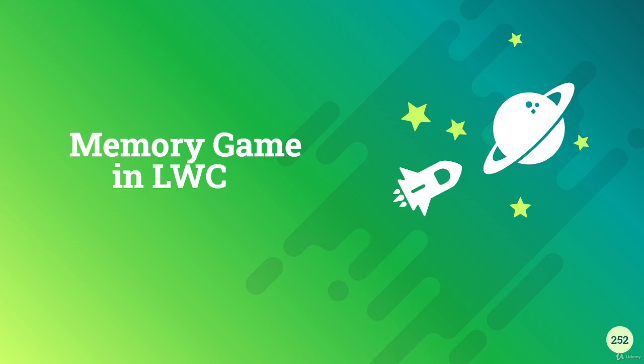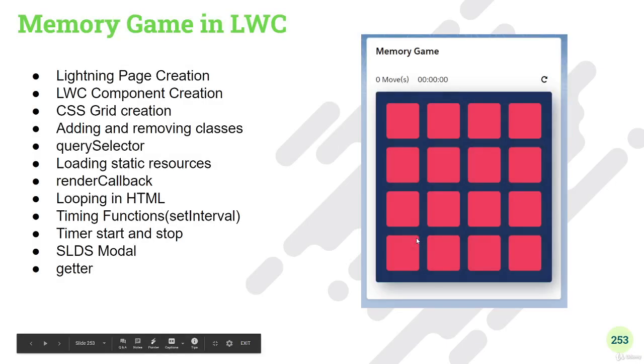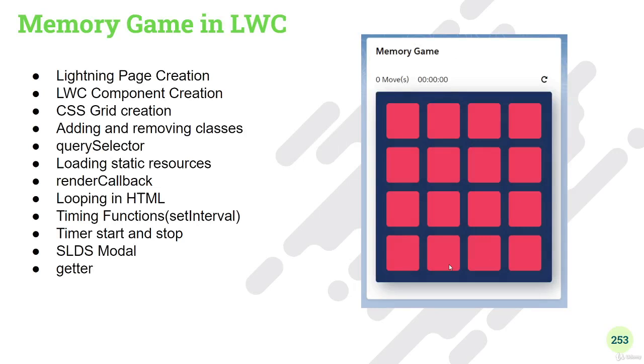In this video, we learn to create a memory game in LWC. So the game is going to look like this, and we're going to learn the following topics while building the game. First we'll see how to create a lightning page, then we'll see how to create a component, then we'll see how we can create the grids using a CSS grid, then we'll see how we can add and remove the classes. We're going to use query selector to fetch the element reference.